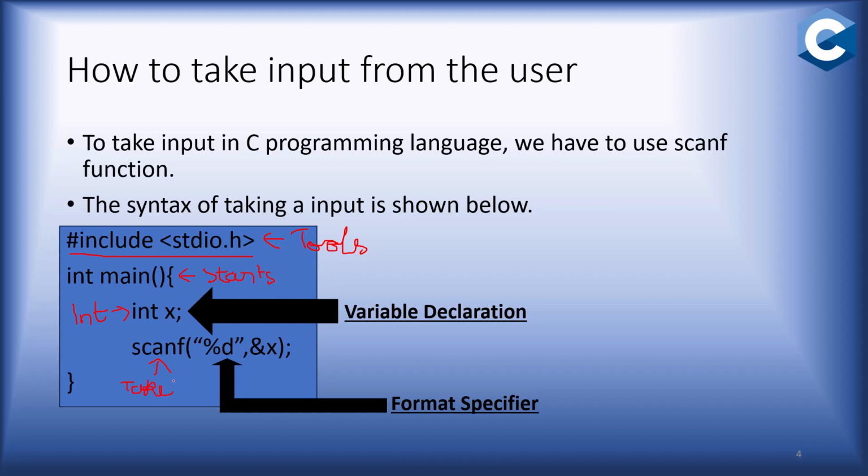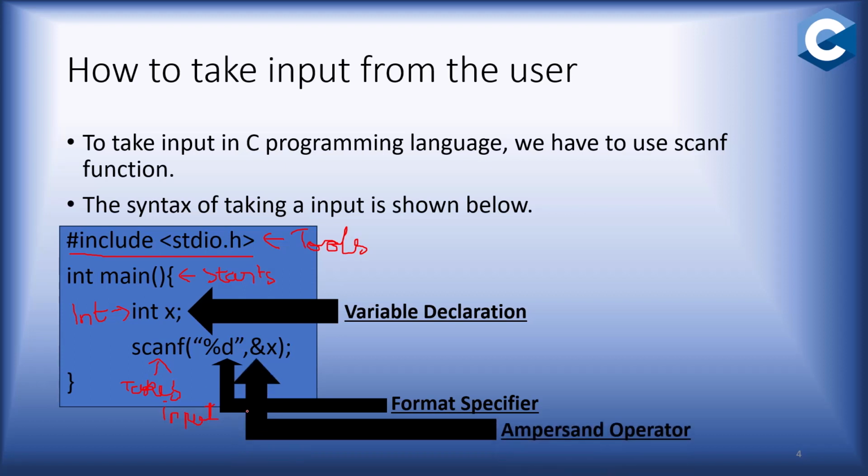But how does it know what type of number to expect? This %d is our secret code. It tells scanf we're waiting for an integer, a whole number like 5 or 12. There are other codes for different types of information, like letters or words. And this &x symbol? It's the key that unlocks the box. It says, "Don't just look at the number, put it right inside the box named x."